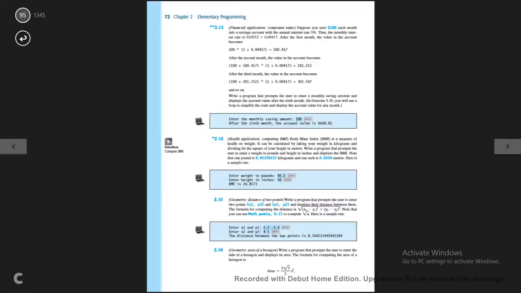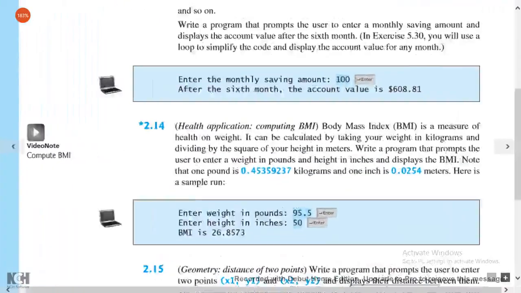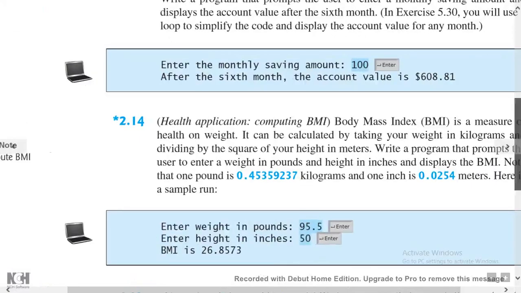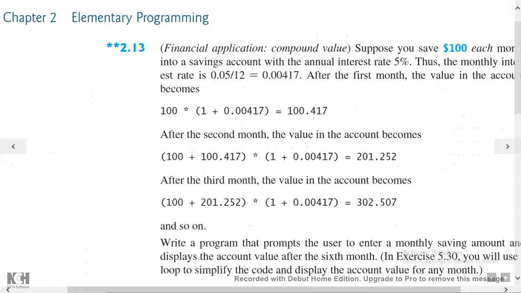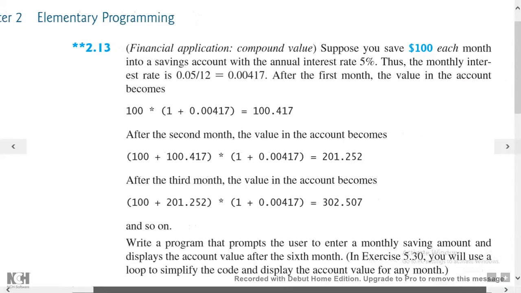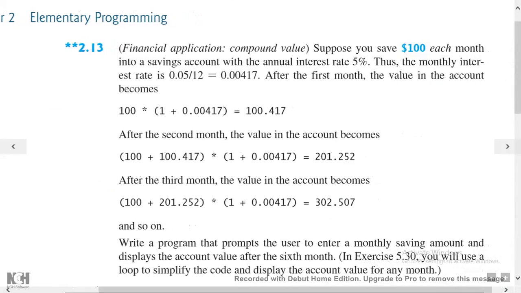It's on page 95 and it's actually exercise 2.13. It's a financial application, by the way. So we've got a compound value problem. Suppose you save $100 each month into your savings account with the annual interest rate 5%. Thus, the monthly interest rate is 0.05 over 12, which is equal to that number.